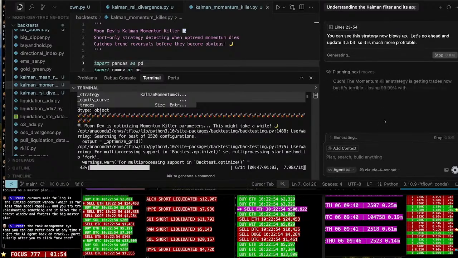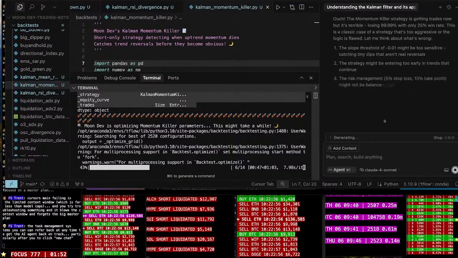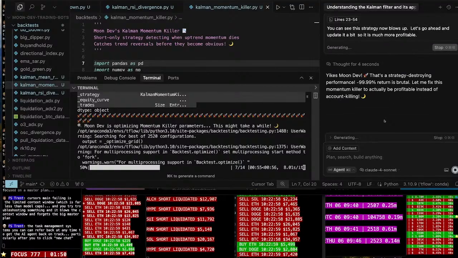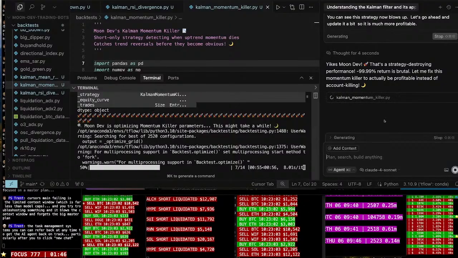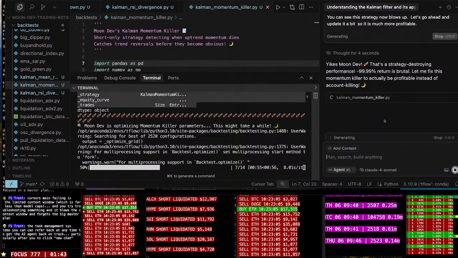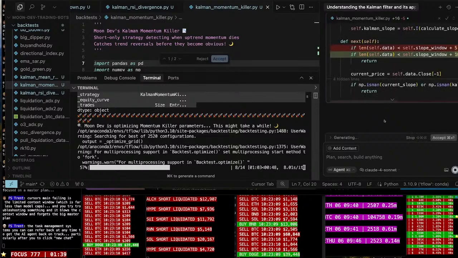I want to figure out how to use the Kalman filter because it came from somebody that I really respect in this game. Yikes, Moondev, that strategy is destroying performance. Return is brutal. Let me fix this momentum killer to actually be profitable instead.